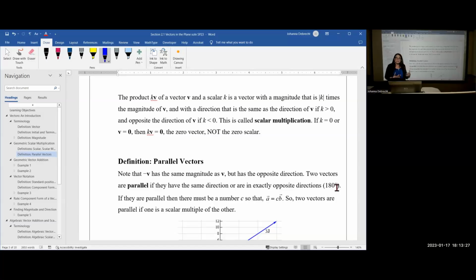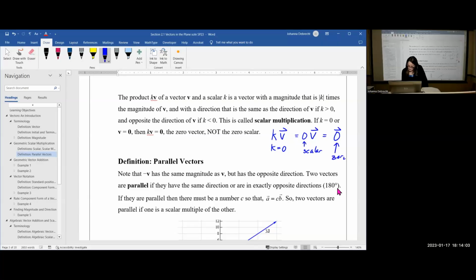Now, what if the constant is 0? What if we take this vector and we multiply by the scalar 0? Then we would end up with the 0 vector, but not the 0 scalar. So if I take k times a vector, and I know that k is 0, this is basically 0, the scalar, times the vector. So this is a scalar. This gives me the 0 vector.